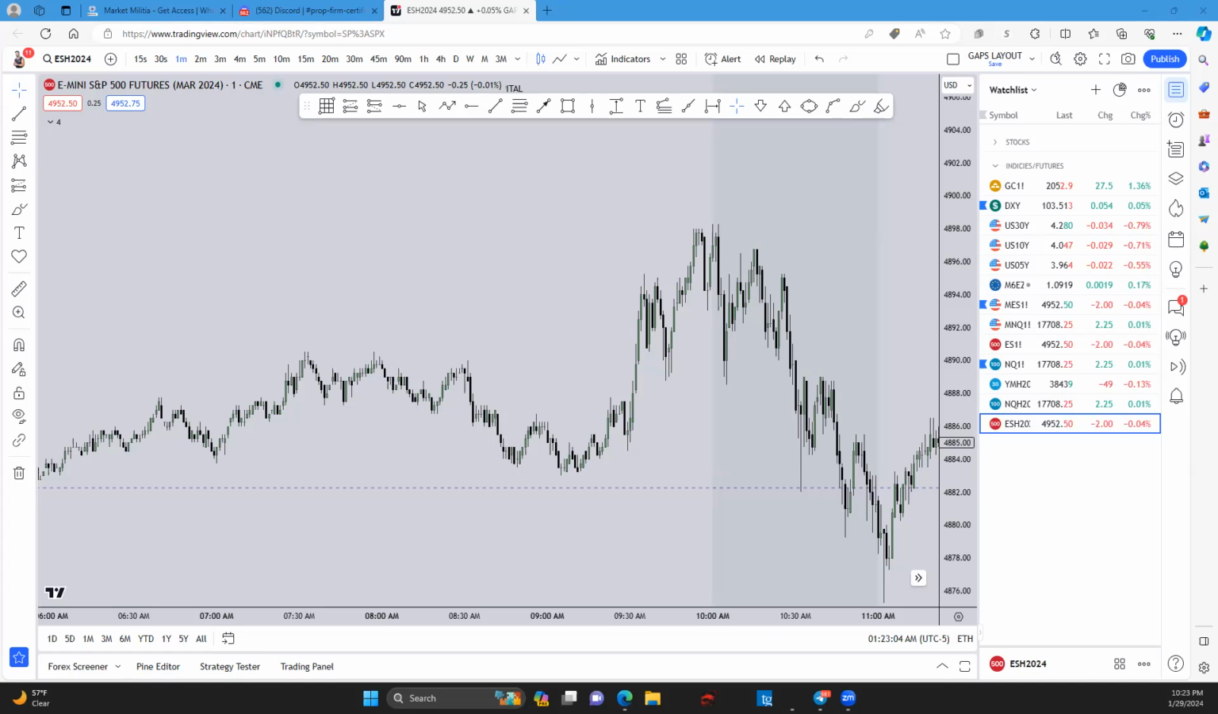Today, we're going to talk about one of my favorite bread and butter A plus ICT setups that happens every single day. You can pass your funded challenge with this and become profitable.